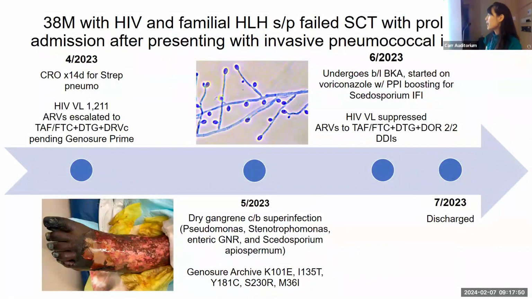Which resulted. And then afterwards, because of this really bad dry gangrene with superinfection involving the deep muscles, he undergoes bilateral BKA. And then he is started on voriconazole, but he is a hypermetabolizer and so requires PPI boosting to try to treat his Scedosporium invasive mold infection. Luckily, his HIV gets suppressed, but we have to switch his ARVs to account for drug-drug interactions with his azole. He finally gets stabilized and he's discharged.